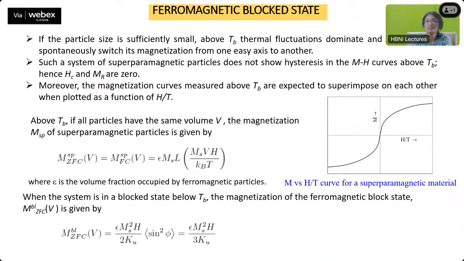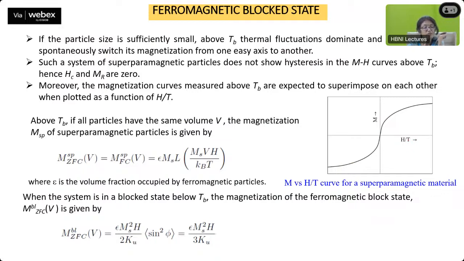If the particle size is sufficiently small, then above the blocking temperature, thermal fluctuations will dominate, and the particles can spontaneously switch their magnetization from one easy axis to the other. Such a system of superparamagnetic particles does not show hysteresis in the M-H curve above the blocking temperature, and hence the coercivity as well as the remanence are both zero. Moreover, the magnetization curves measured above the blocking temperature are expected to superimpose on each other when plotted as a function of the external field versus temperature.